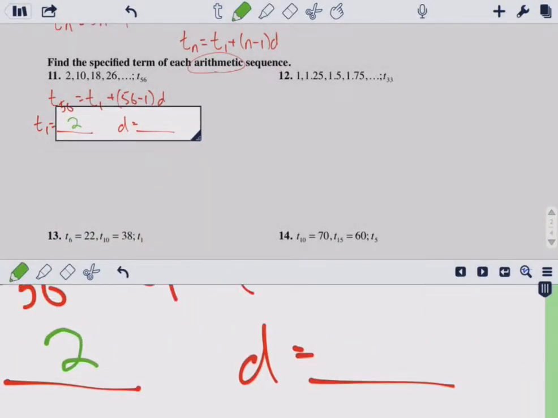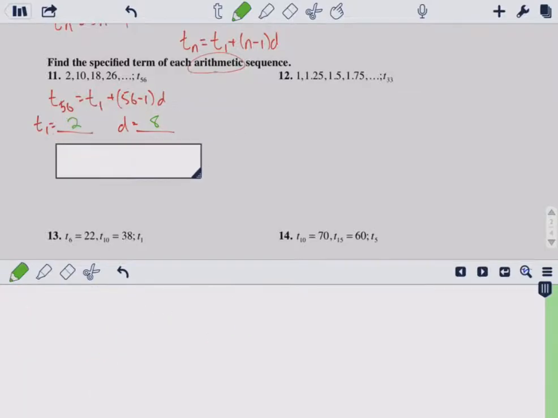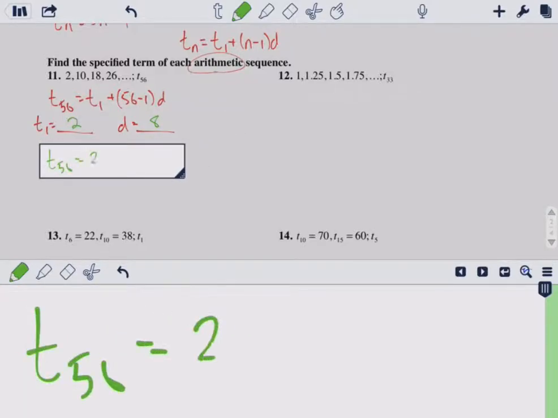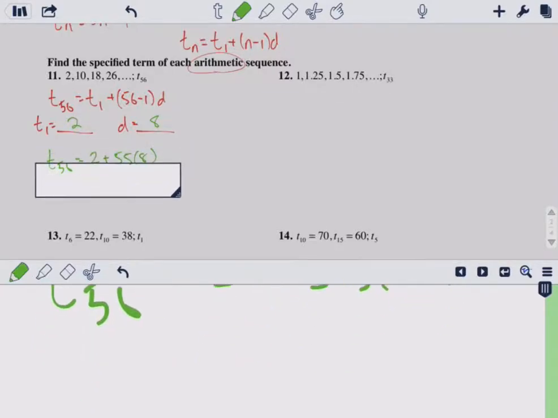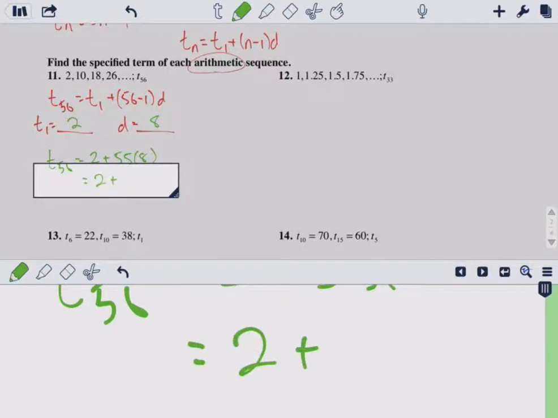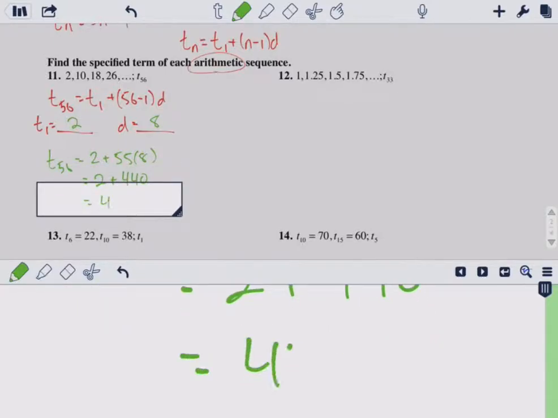t sub 1 is 2, d is 8, so I can just plug those in. t sub 56 is equal to 2 plus 55 times 8. Remember, 56 minus 1 is 55. And then 55 times 8 is 440. So we get 442 is t sub 56.